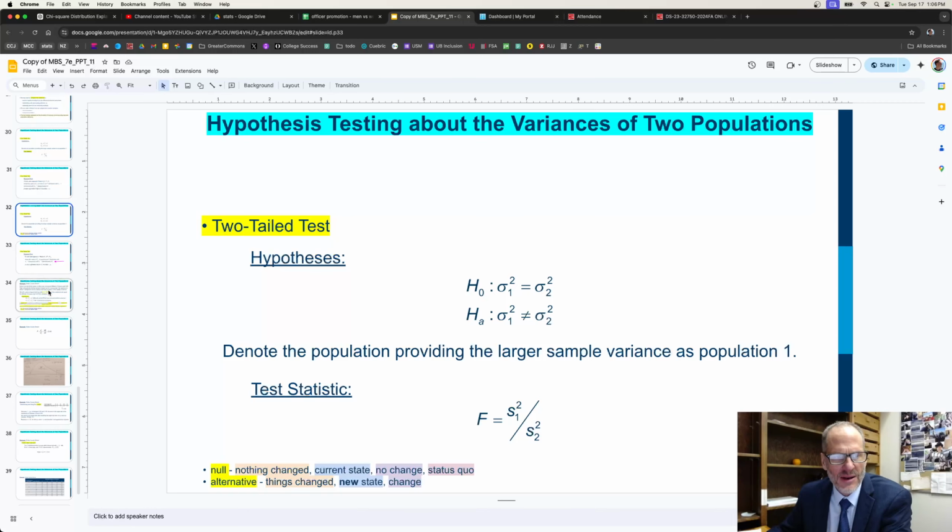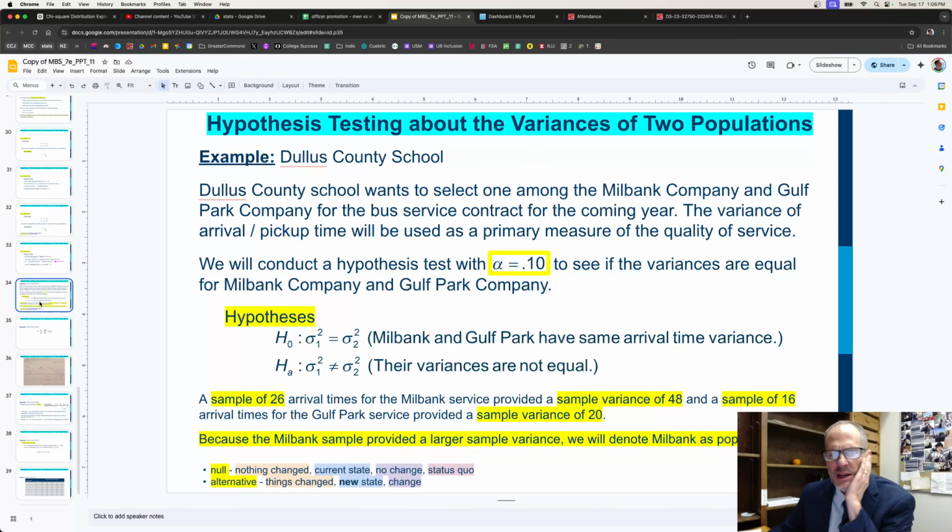So that would be that right there. So here's an example of how you do hypothesis testing on the variances from two different populations.